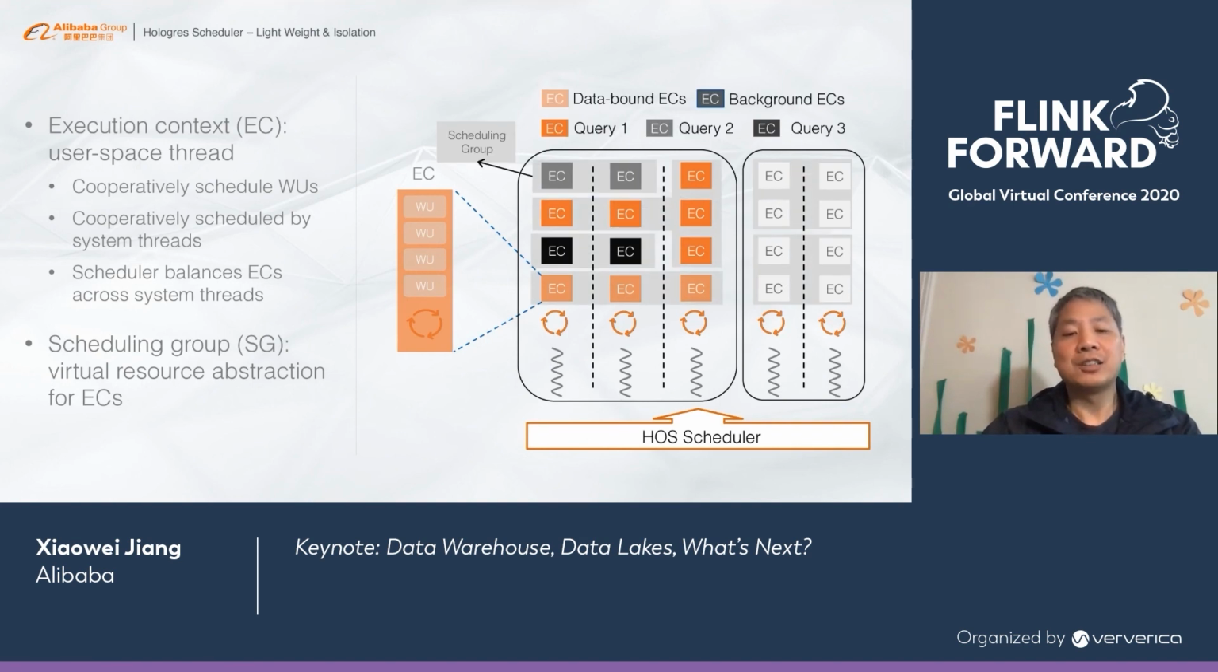To provide good isolation among different workloads, we introduced the concept of a scheduling group. A scheduling group is basically a unit of SLA. For example, we create a scheduling group for each analytic query. So our scheduler understands the SLA requirement for each query, and can make the best scheduling decisions to guarantee the SLA for both serving and analytic workloads.